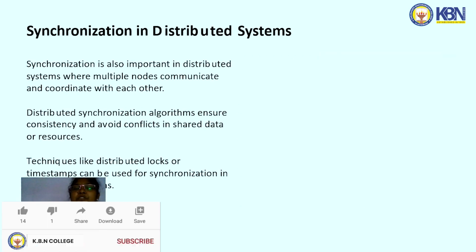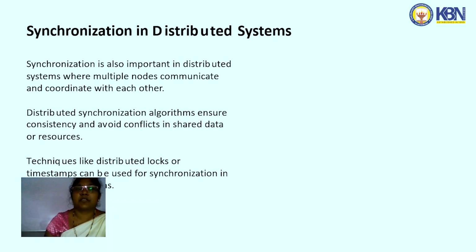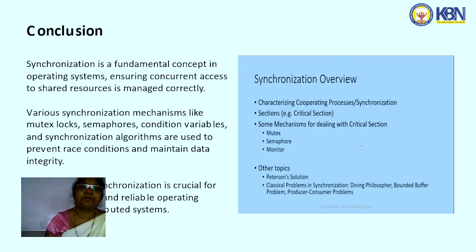Synchronization in distributed systems. You know very well what distributed systems are; we learned about them in the types of operating systems. Synchronization is also important in distributed systems, where multiple nodes communicate and coordinate with each other. Distributed synchronization algorithms ensure consistency and avoid conflicts in shared data or resources. Techniques like distributed locks or timestamps can be used for synchronization in distributed systems.